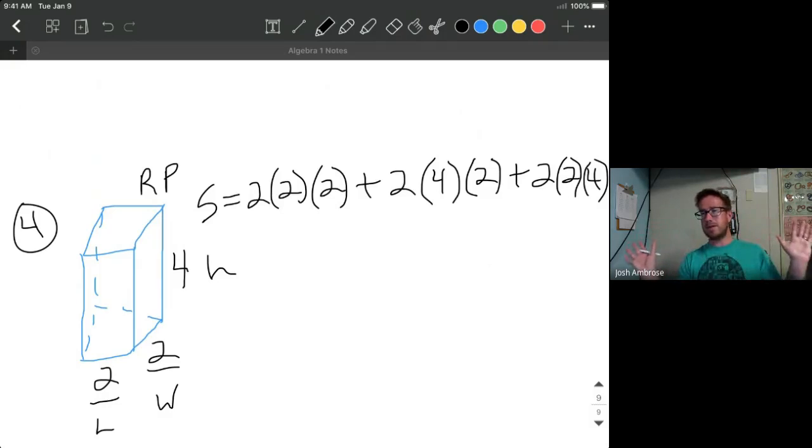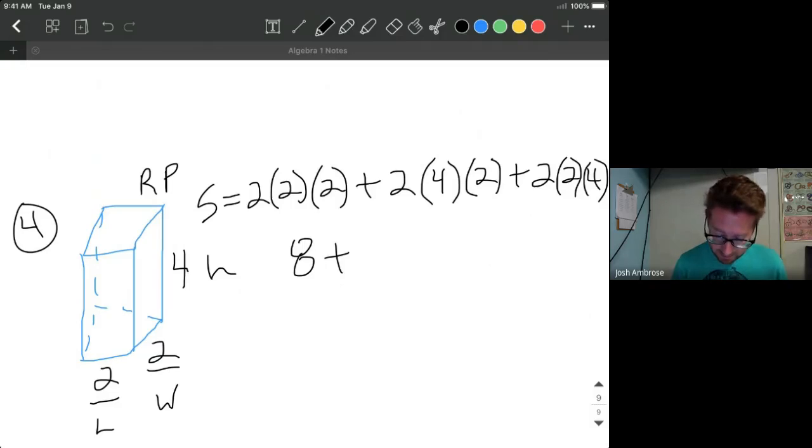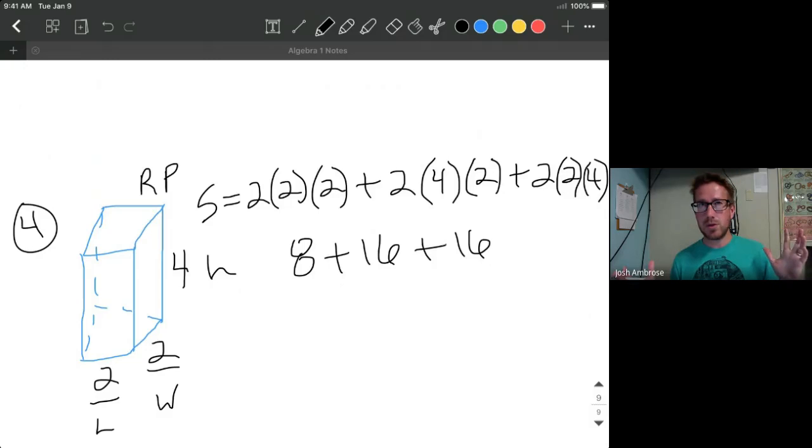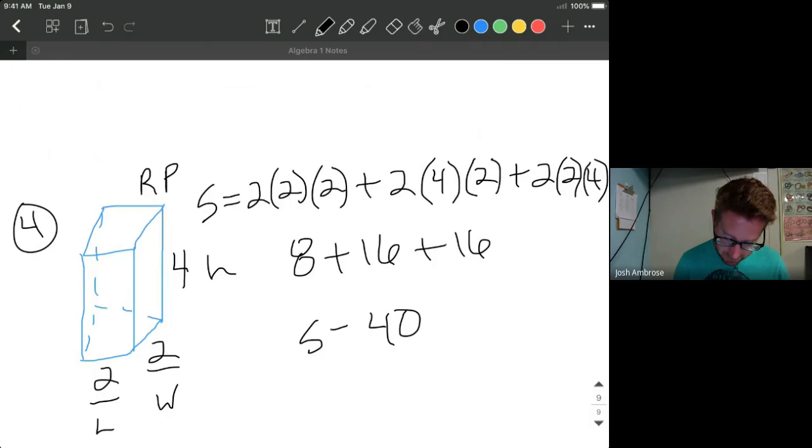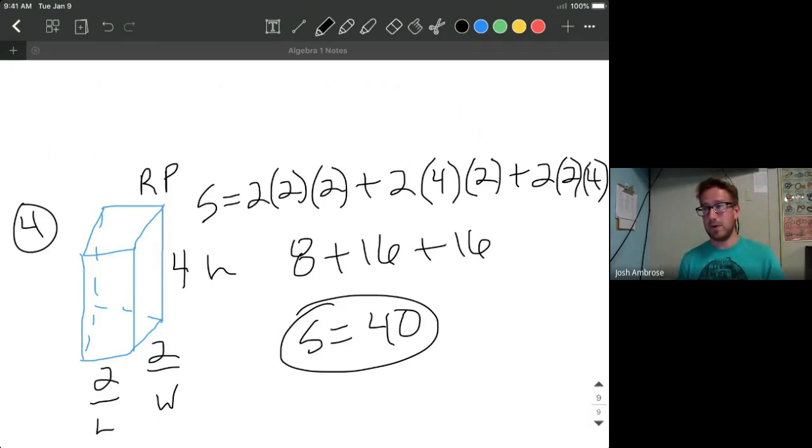All right, so all this needs to be calculated. 2 times 2 is 4 times 2, so this gives you 8. 2 times 4 is 8 times 2, that gives you 16. 2 times 2, 4 times another 4, that gives you another 16. All right, 16 and 16, what do we got there? 32. 32 plus 8, this should be 40. A surface area of 40. Okay, so that part is good.